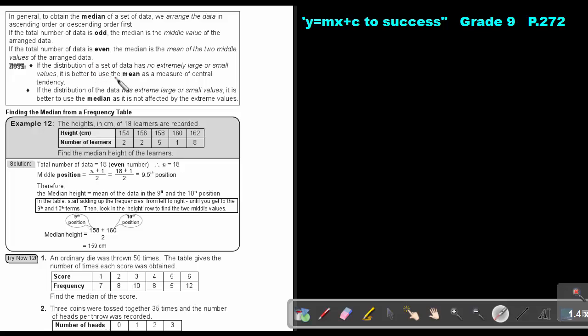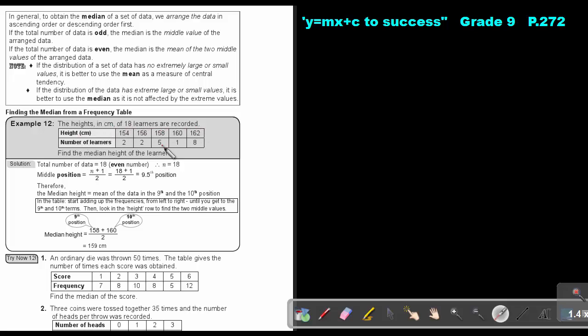Okay, so if the values are more or less the same, the mean is a better value. And if the values are very extreme, very low, very high, then the median is a better estimate of the distribution. Okay, now this one. Finding the median from a frequency table. Now, this is a little bit complicated, so I'm going to try to show it to you to the best of my ability. The heights in centimeters of 18 learners are recorded.